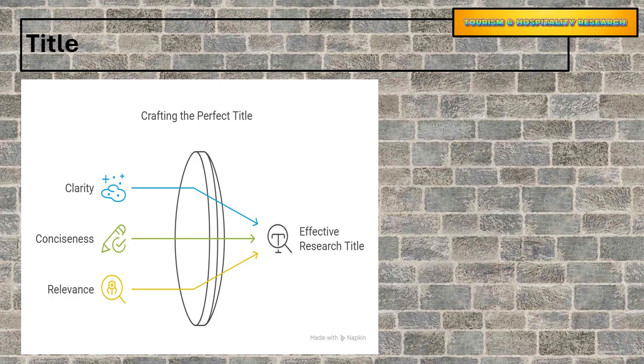A research article begins with an informative, short, precise, and technical title which emphasizes the research you are going to do. An effective research title should be clear, concise, and convey the main topic along with the focus of the research, the relevance of the research, and it may also include certain key terms that are relevant to your study.